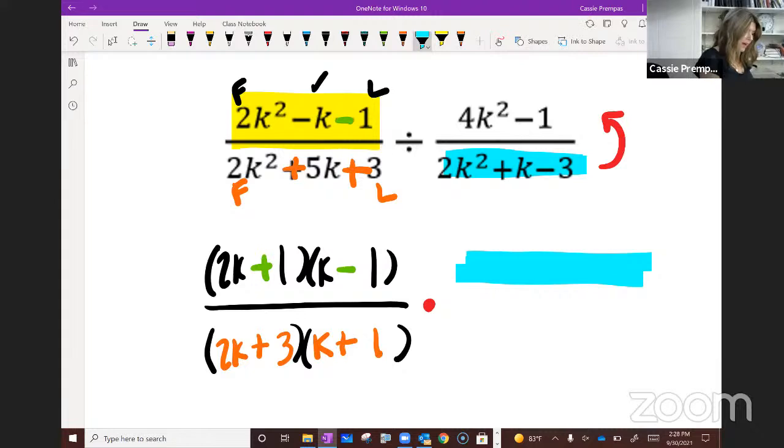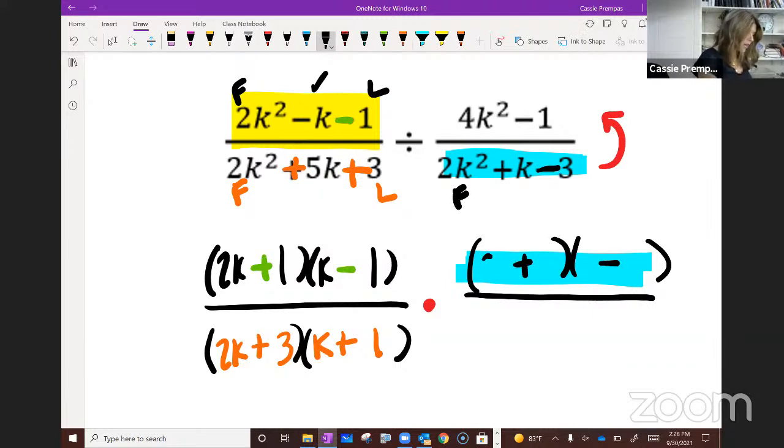So if I'm factoring 2k squared plus k minus 3, the last term is negative. Should I have the same or different signs? Different, good. 1 plus, 1 minus. Undo the F. 2k times k would give me 2k squared. And undo the L. 3 times 1 would give me 3, but I'll have to make the 3 positive and the 1 negative to add up to a 1k.